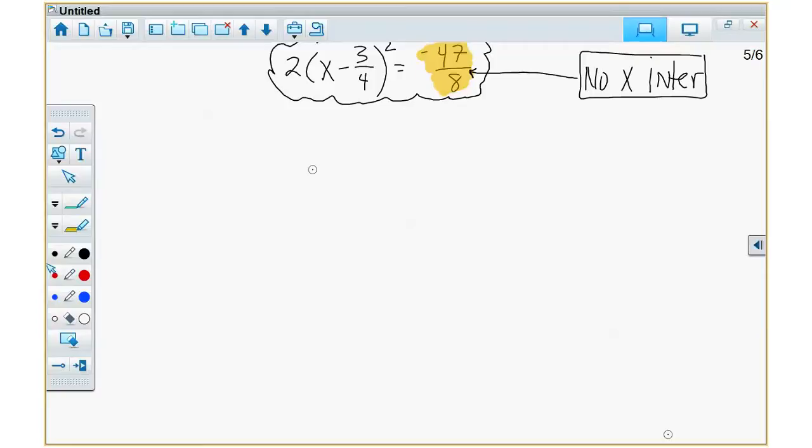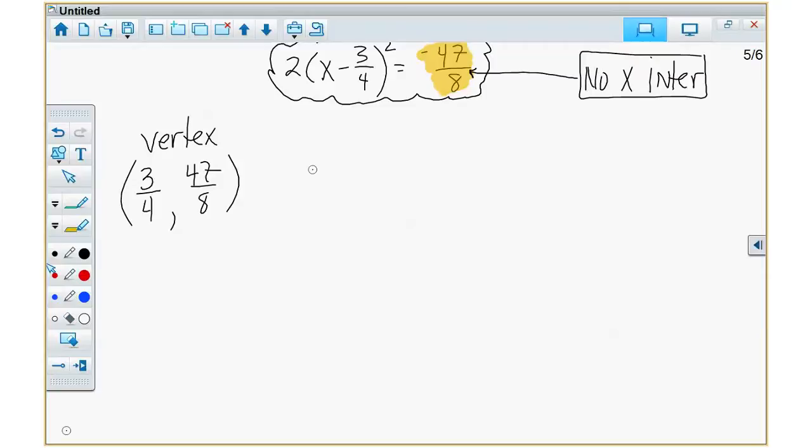Now, this is the common sense answer. That's not what they're going to ask for in the book. So I need to go ahead and show you what to do. You got to use i. So the vertex is 3/4, comma, 47/8, whatever that comes out to be. 8 will go in there, 6 times is 48, so that's 5 and 7/8 or something like that.